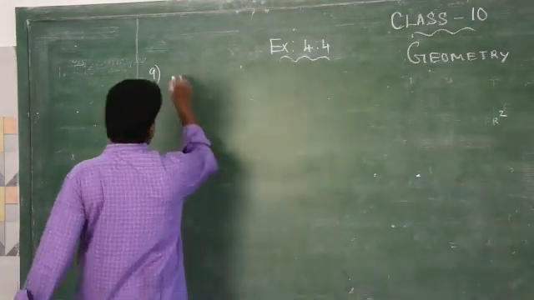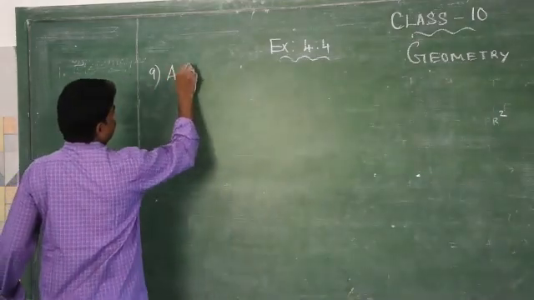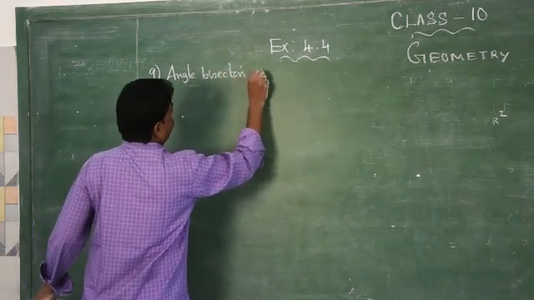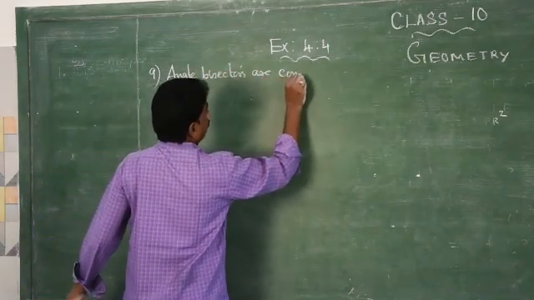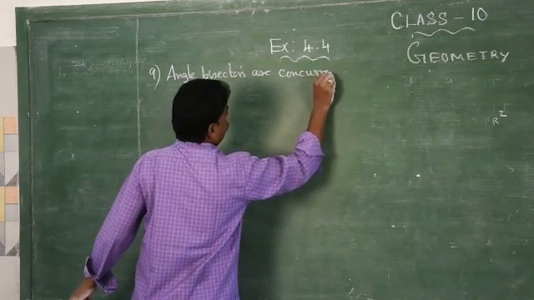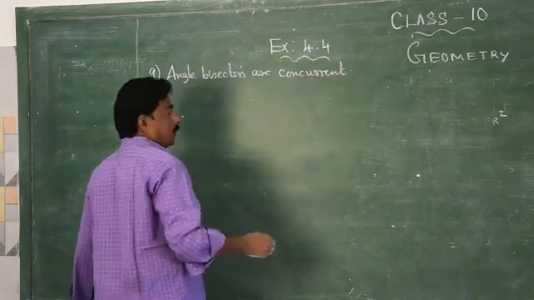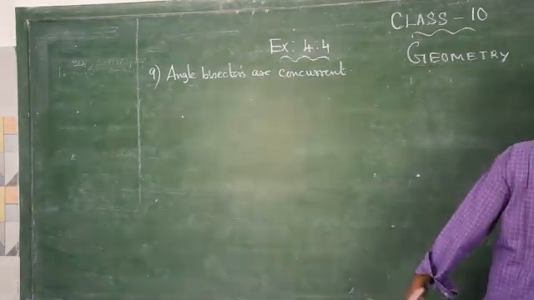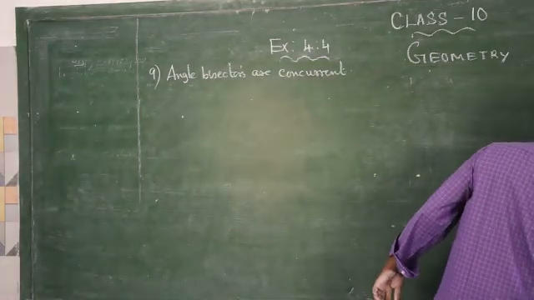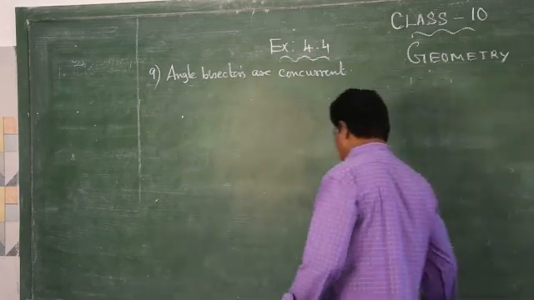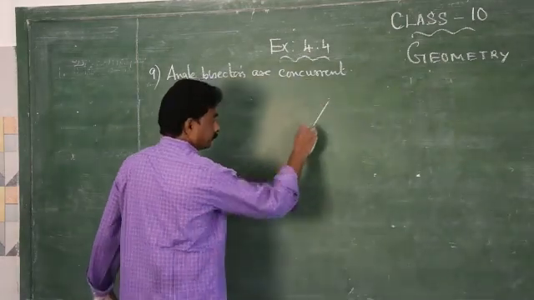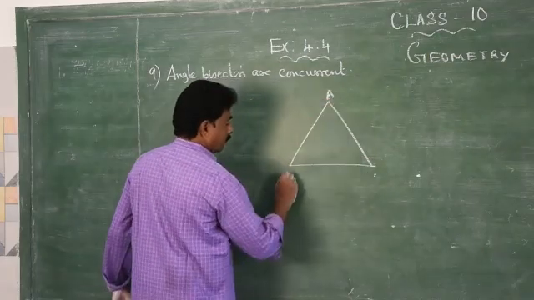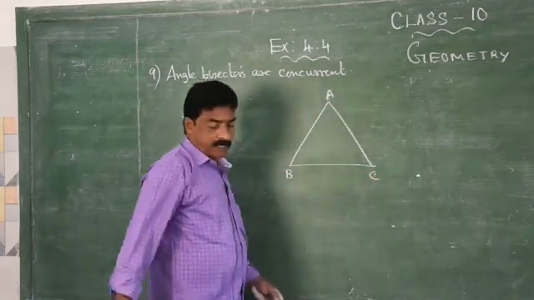What you have to show? The angle bisectors are concurrent. For concurrency we use Ceva's theorem. So, angle bisectors of a triangle. Suppose ABC is a triangle.